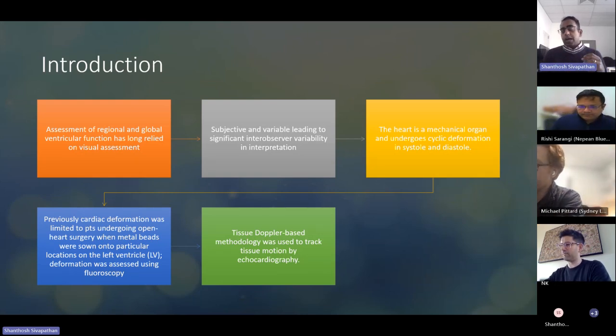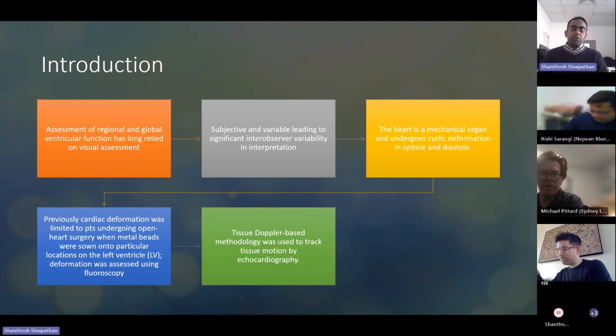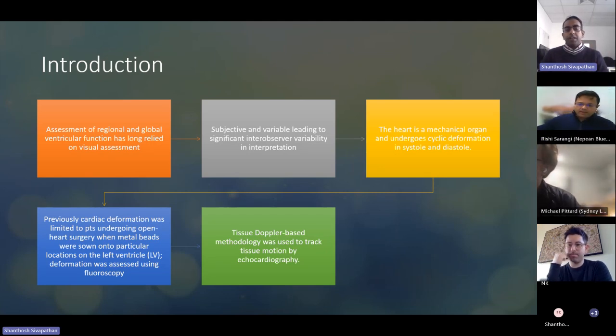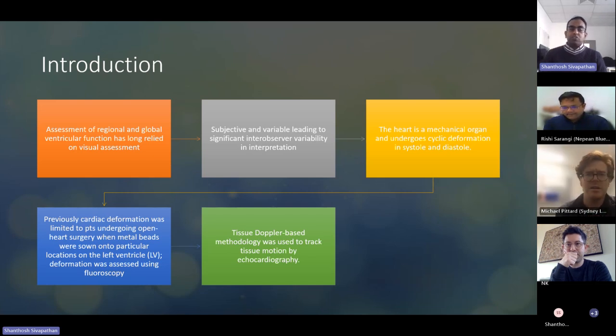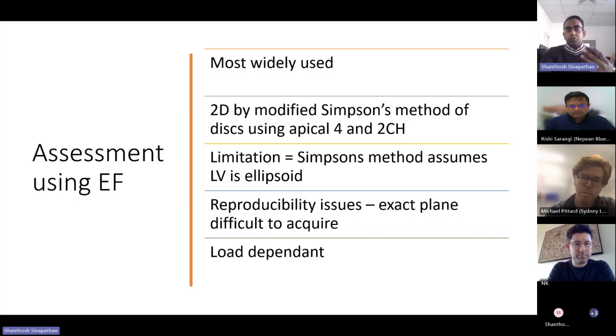Previously, before sonography became a real thing, they used to put beads into the myocardium during cardiac surgery, and using fluoroscopy, they were able to assess the movement of those beads to say what the overall function was. Since then, it moved on to tissue Doppler, and then we've now gone into Simpson's EF or Simpson's biplane.